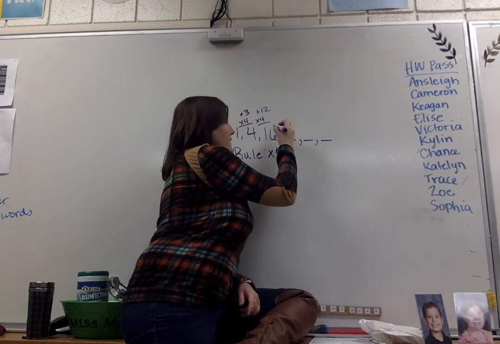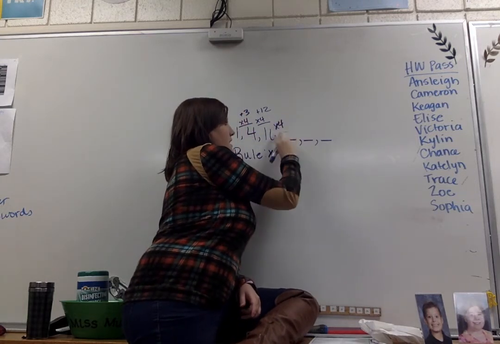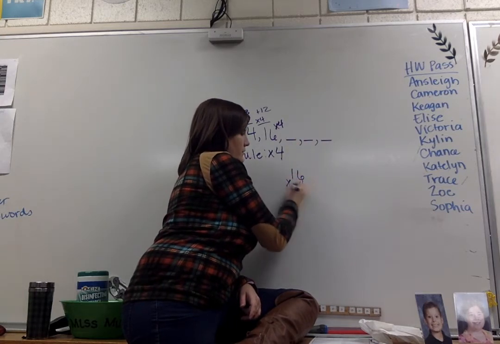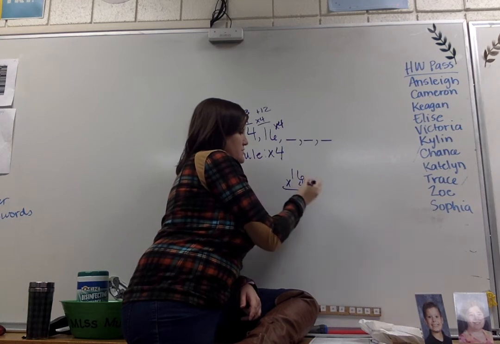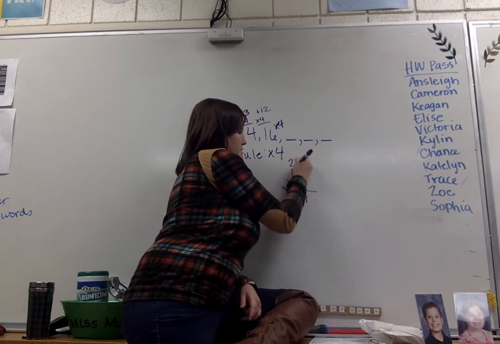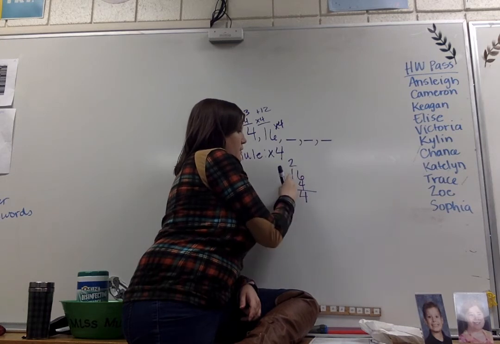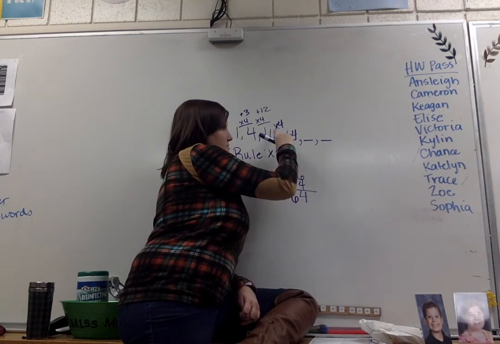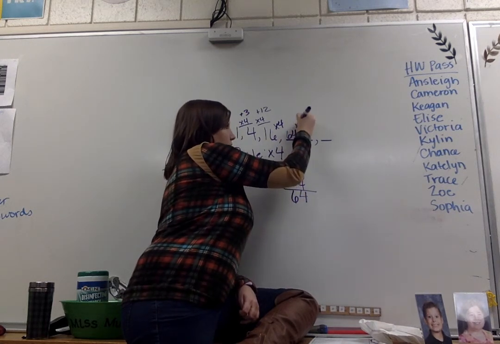So now I'm going to have to do 16 times 4 to get this product. 6 times 4 equals 24. The 4 goes in the 1s. The 2 goes above the 10s. 1 times 4 equals 4 plus 2 equals 6. So that would be 64. So since the rule is times 4, I'm going to do times 4 again.